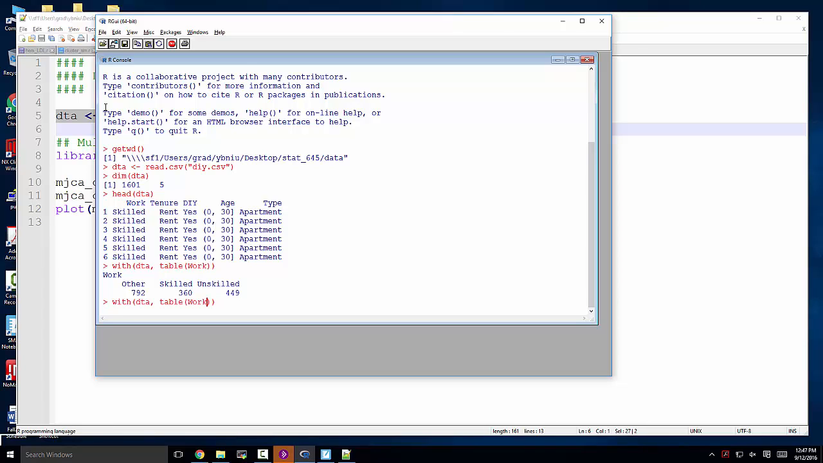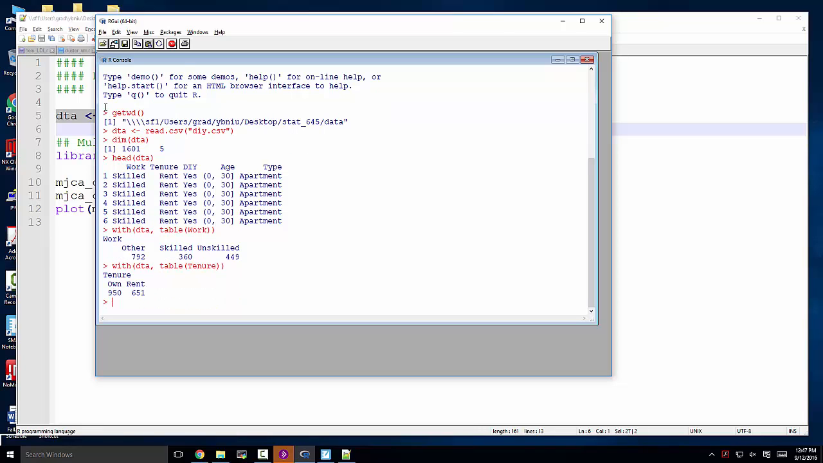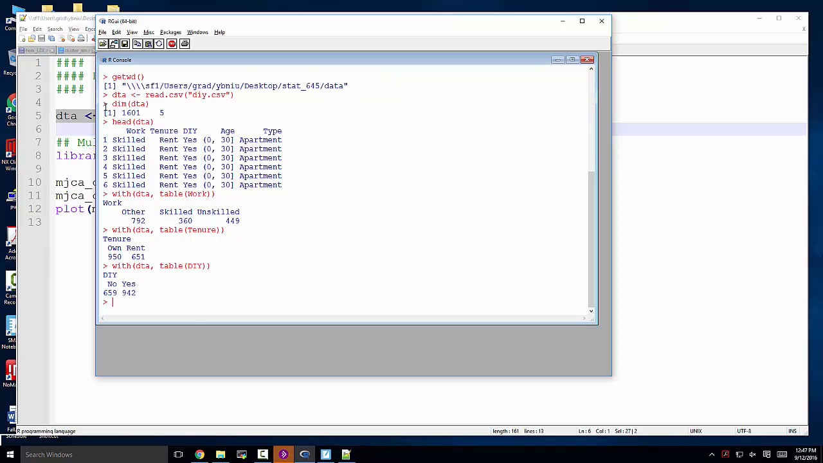What about tenure? Tenure refers to, do you own or do you rent your home? DIY is a variable that was constructed based on purchase history. Let's stick with the Home Depot scenario. When you buy certain types of products, it makes you look like a do-it-yourselfer, or maybe not. So if I go into Home Depot and buy a bunch of nails and a hammer and a table saw, I might get labeled as a DIY person.